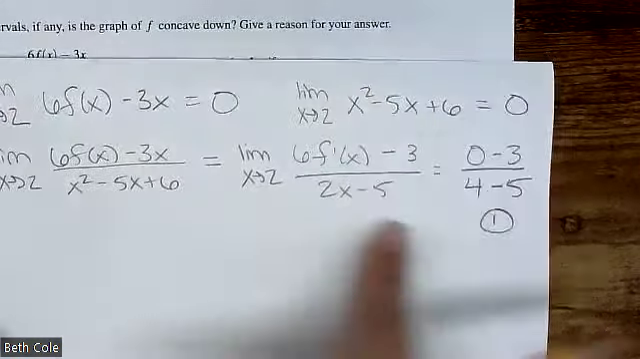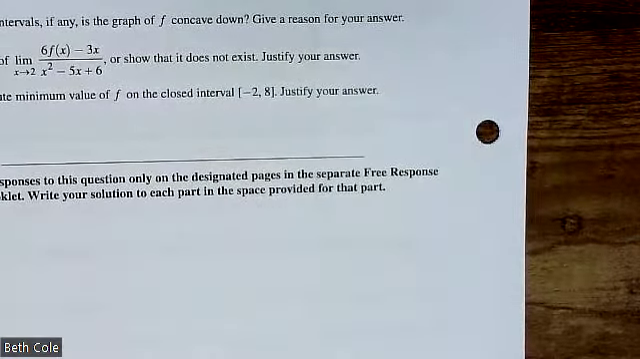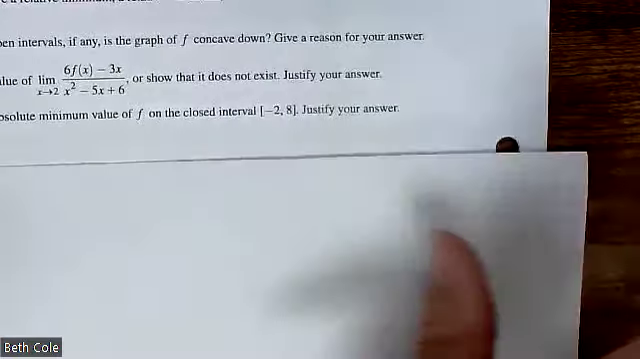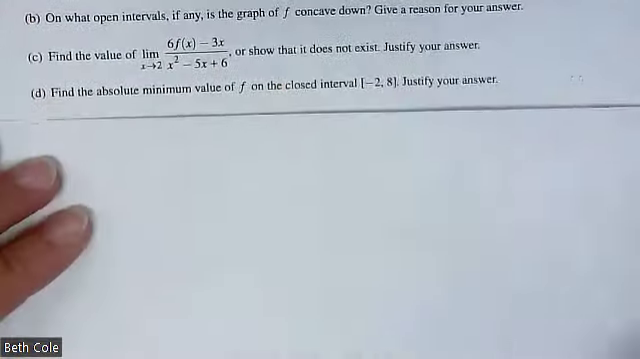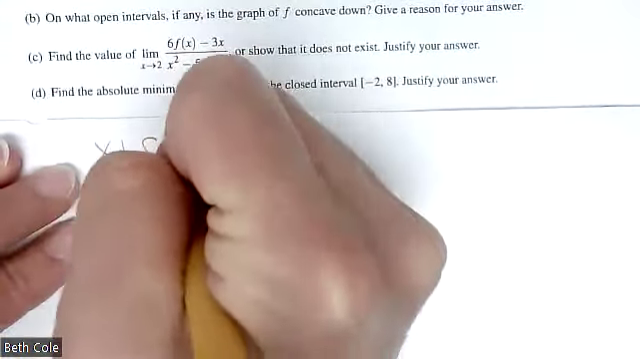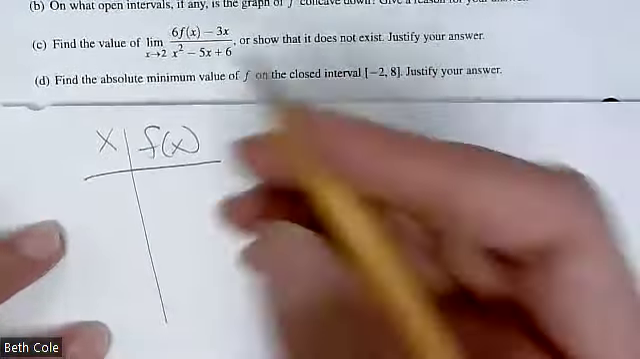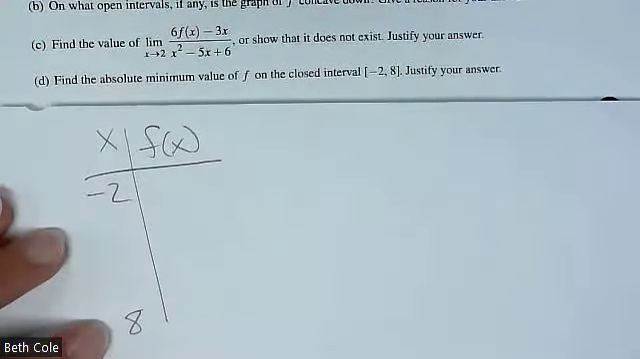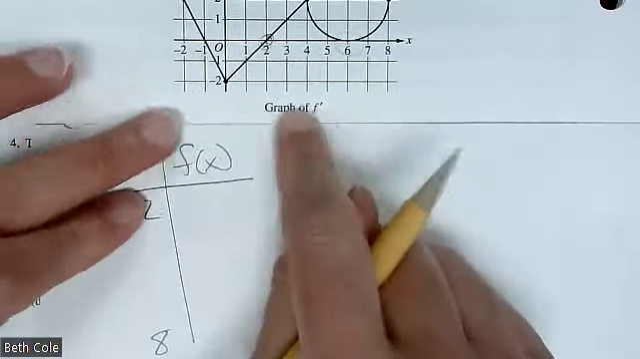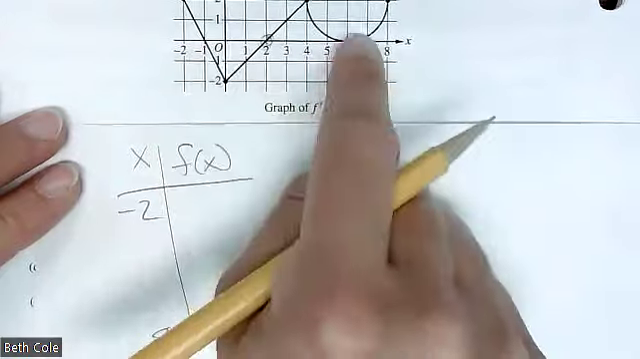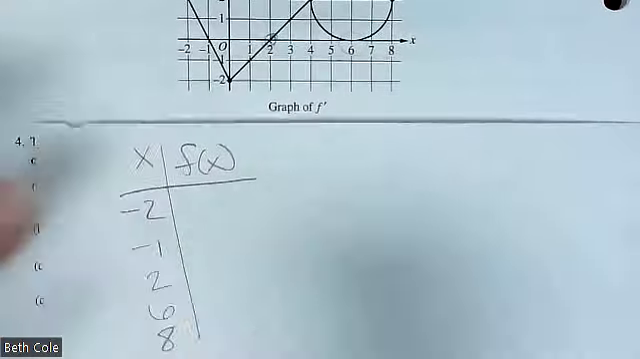Okay, any questions on where the 3 points came from? Okay. So then we're going to do part D. Find the absolute minimum. Which test gives you absolute maximums and minimums? So, okay, that is a table. Who are your candidates? Endpoints, critical points. Your endpoints, you guys are going to nail this: -2 and 8. How do you get critical points? Where the derivative is 0. So that would be -1 and 2 and 6.